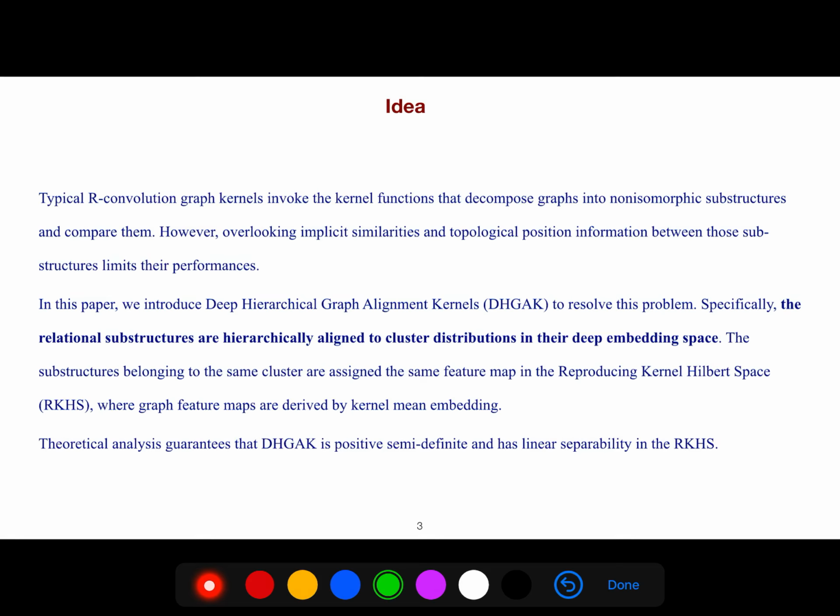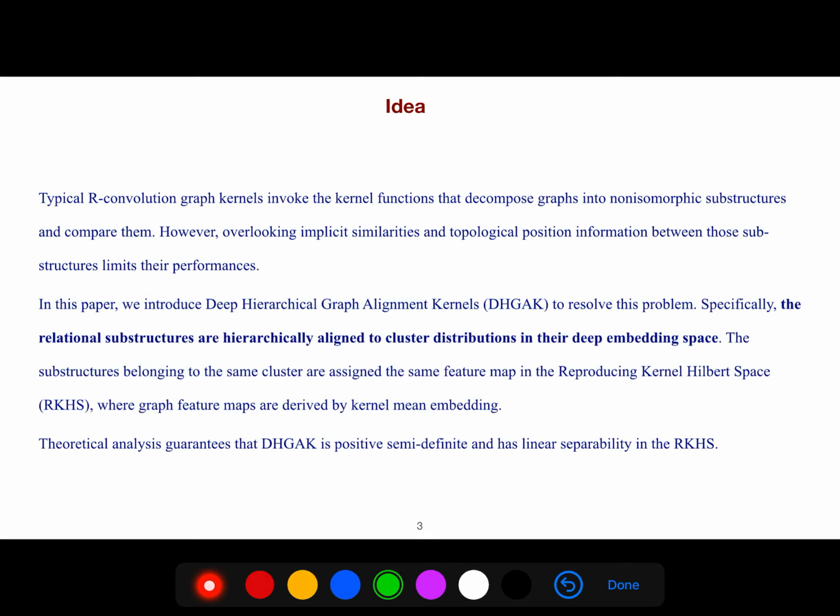Typical R-convolution graph kernels invoke kernel functions that decompose graphs into non-isomorphic substructures and compare them. However, overlooking implicit similarities and topological position information between those substructures limits their performance. In this paper, we introduce the deep hierarchical graph alignment kernel to resolve this problem.